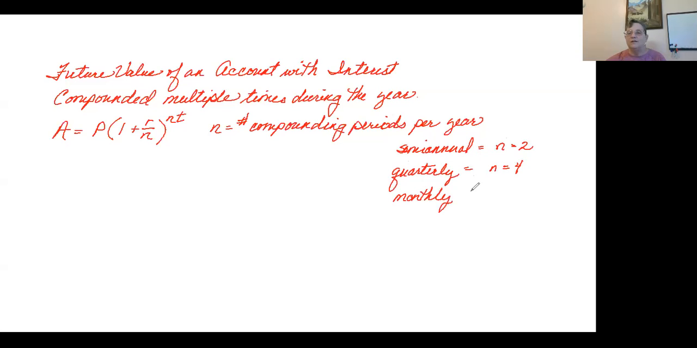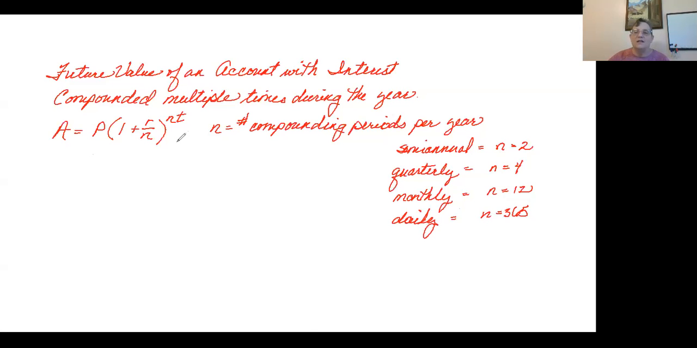If it's monthly, N's going to equal 12. If it's daily, they usually use N equals 365. And they don't worry about factoring in that extra day every leap year.